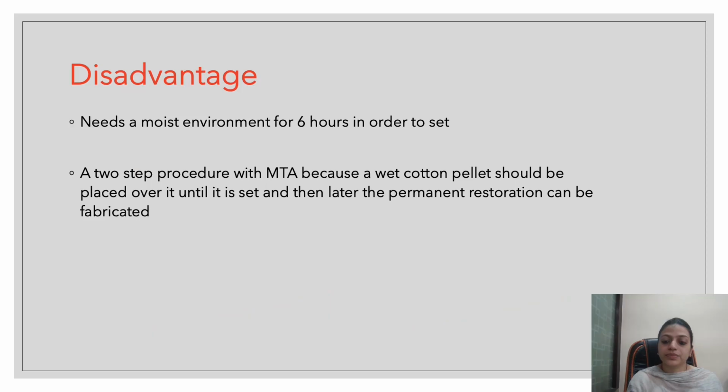The major disadvantage is that it needs a moist environment for setting for 6 hours. So setting time is quite long, and thus what normally is considered a one-step procedure with MTA, or any medicament like this, becomes a multiple visit procedure. It is a two-step procedure with MTA, because a wet cotton pellet needs to be placed over it until it is set completely, and then later the permanent restoration can be fabricated over that.